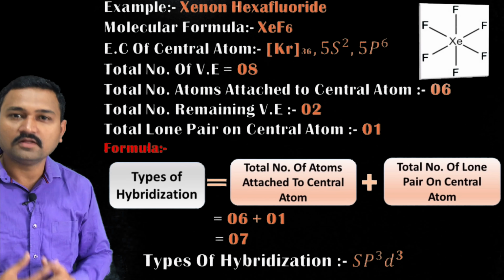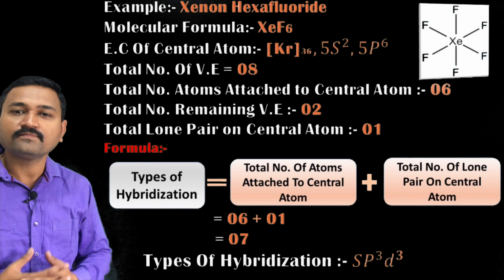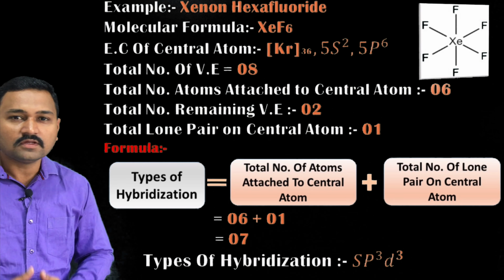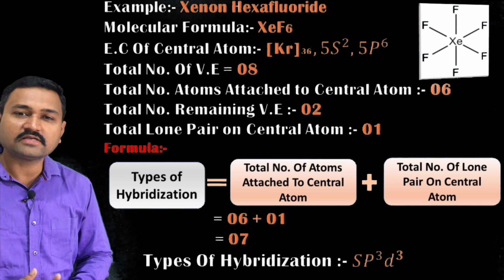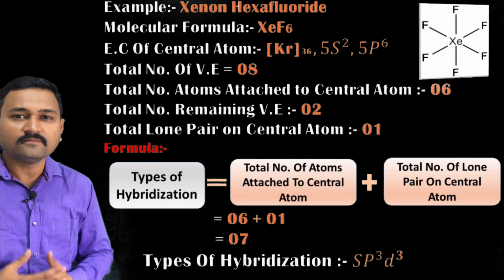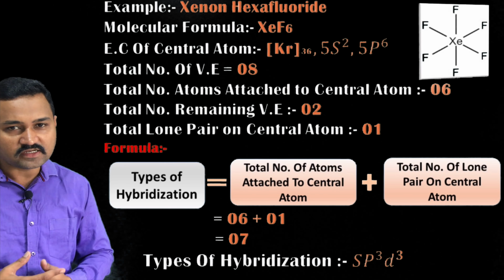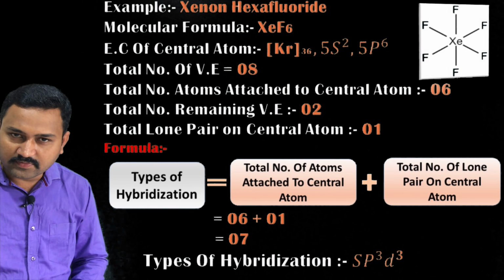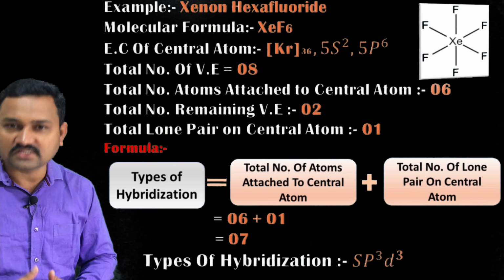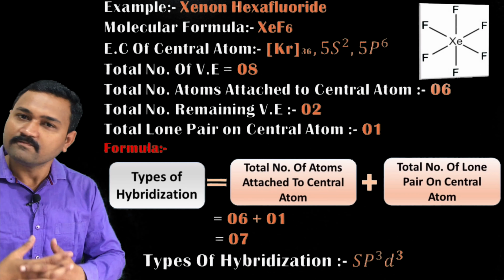Let us consider the third example, that is the xenon hexafluoride molecule. So, the molecular formula will be XeF6. Here, the central atom in the xenon hexafluoride molecule will be the xenon. Now, let us consider the electronic configuration of this central atom. Xenon atomic number 54. So, its electronic configuration will be krypton 36, 5s2 and 5p6.